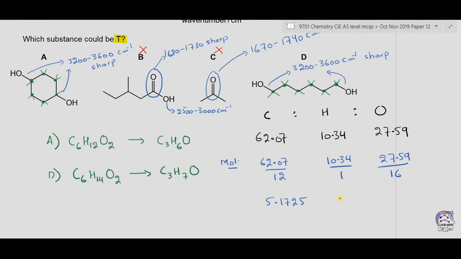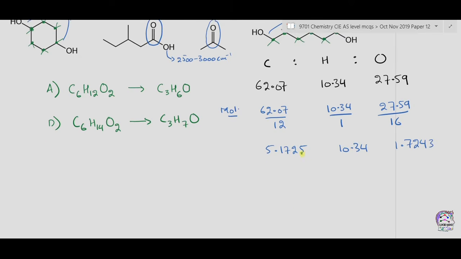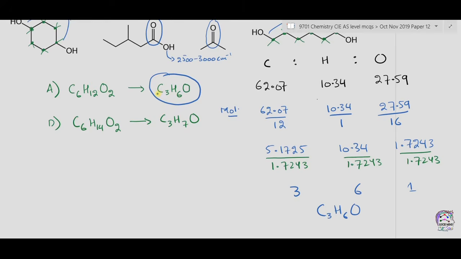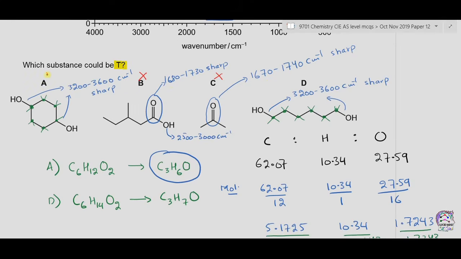So the number of moles will be 5.1725 for carbon, 10.34 for hydrogen, and 1.7243 for oxygen. Now we can simplify these values of moles by dividing with the smallest value. We have 1.7243, which is divided on all 3 sides. Now the simplified ratios are 3, 6 and 1. It means the empirical formula is C3H6O1. So this corresponds to option A. So therefore the answer is A.